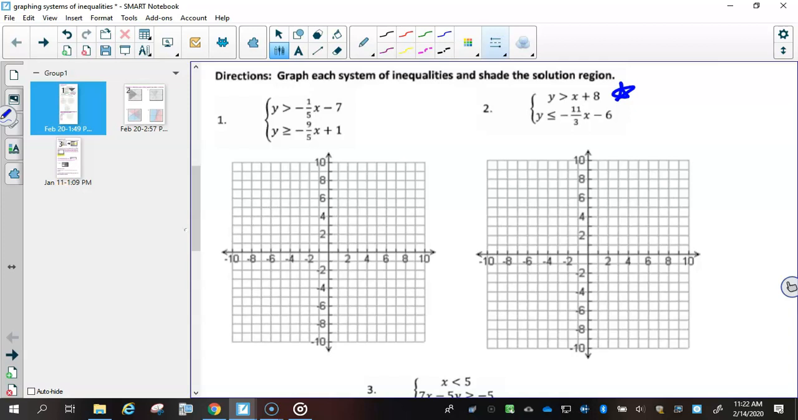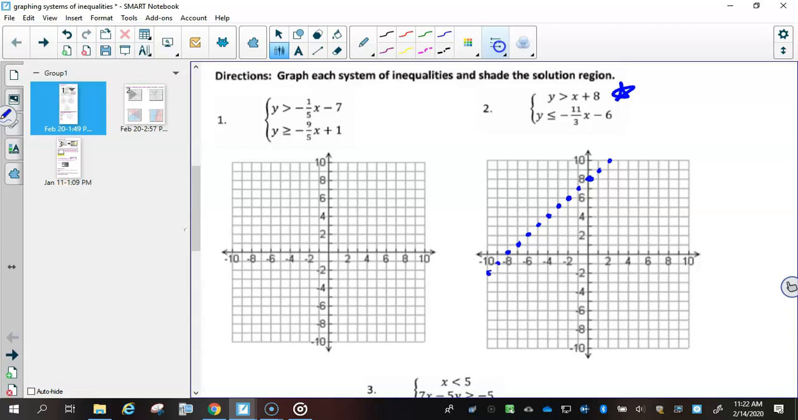So for the first one, we would start this off by starting at positive 8. Our slope is 1, so we're going to go up 1, right 1, as many times as we can. Say up one, right one. Up 1, right 1, or down 1, left 1, as many times as we can. Jay, if it's hard to see from there, you can move your desk up.